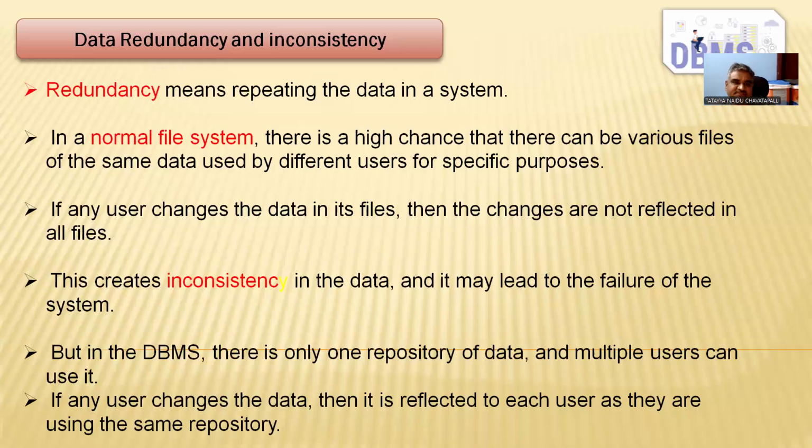in a normal file system. In DBMS, there is one data store in one place, but multiple users can use it. If anyone changes the data, it affects all the users simultaneously.